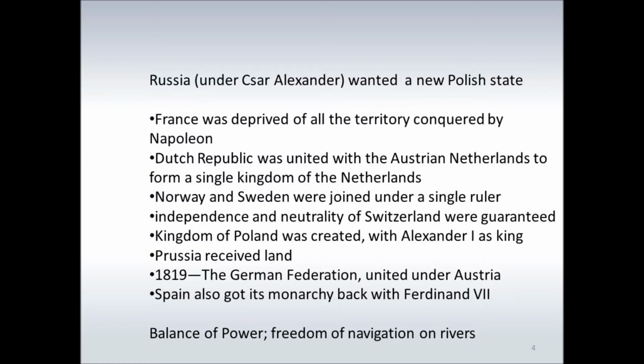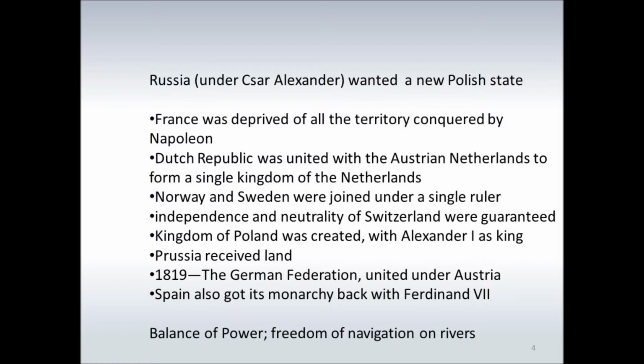You have a couple of countries that are thrown together. So you've got the Dutch Republic and the Austrian Netherlands. They form a single country. You also have Norway and Sweden pushed into one country. Now, we'll talk about this either next week or in this next lecture, on some of the problems that this ended up causing. You also have the independence of Switzerland being promised here. And if you know anything about Swiss history, you know that today they are still neutral.